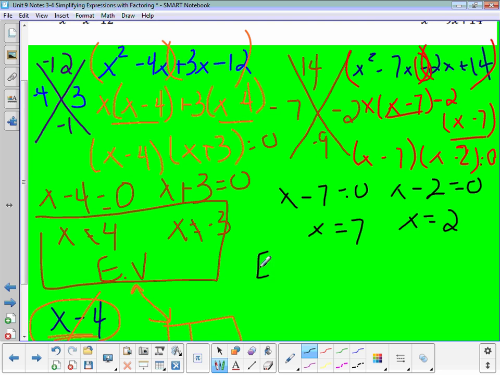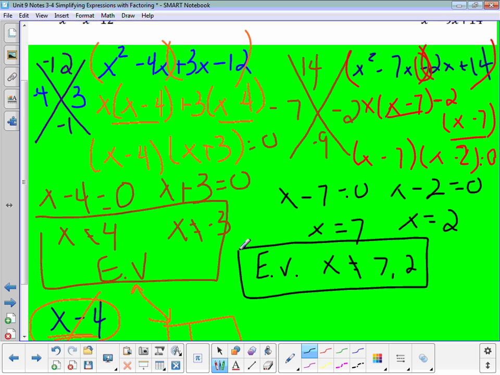Remember, those are the values that make the denominator equal to 0, so we actually want to exclude those values. My excluded values are 7 and 2.